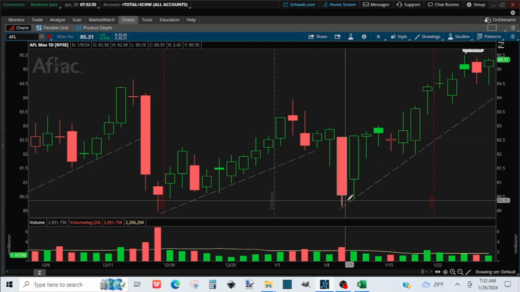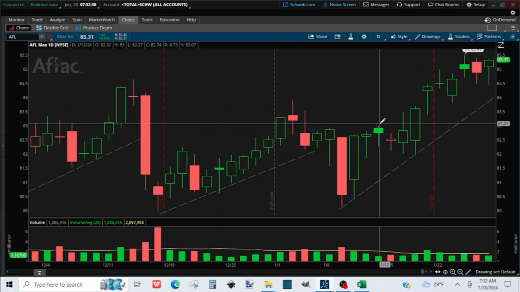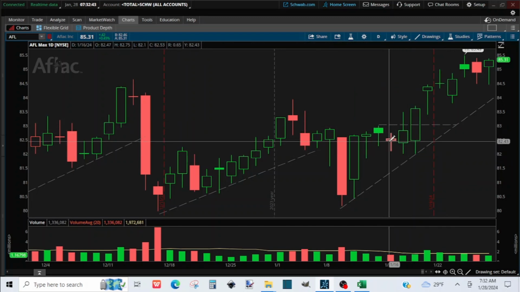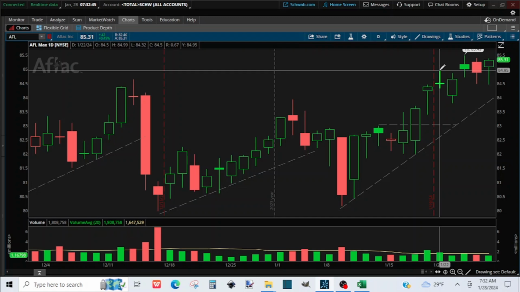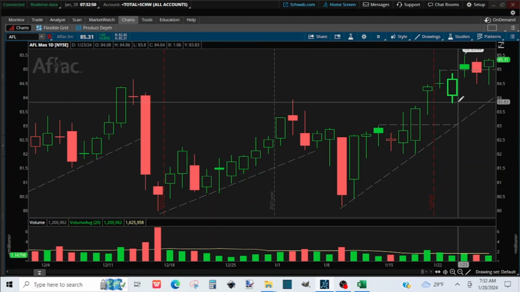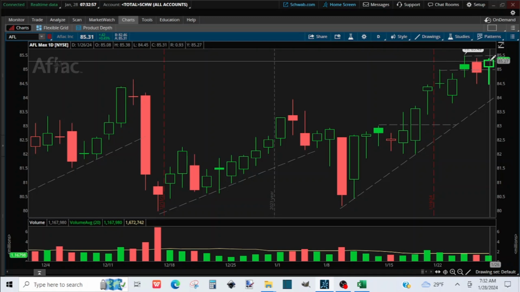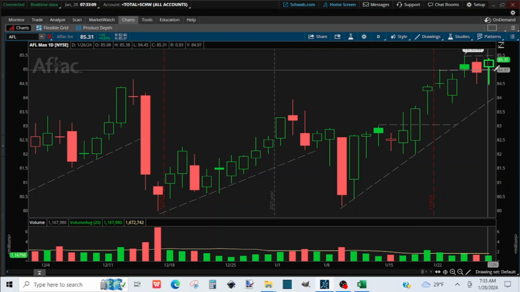Okay, so it went down, went up, went up, went down. So this is a resistance line. Went down, went up, went up, went up. This is a resistance line. Went down, went up. Another resistance line. Went down, start going up. Okay. We will add it to the things to see how it's going to perform.